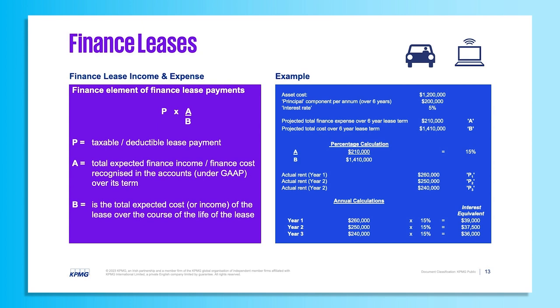In this example, it is assumed that the asset cost for lessee is 1.2 million, with the principal component of the finance lease being $200,000 per annum over 6 years and an annual interest rate of 5%, giving an interest charge of $60,000 in year 1, $50,000 in year 2, and so on, to give a total amount of interest of $210,000 over the life of the lease. Now, this represents the A amount in the formula, and the next step is to recognise the B amount of the formula, which is a totality of $1,410,000, and you divide A by B to get a percentage of 15%. The 15% is then multiplied by the P element, which is the deductible lease payments amount in each year.